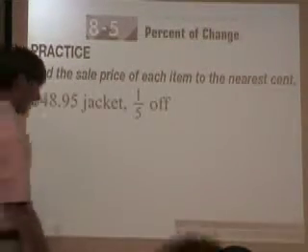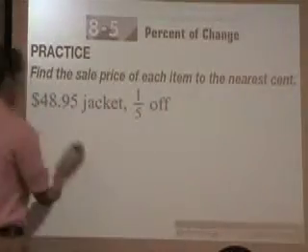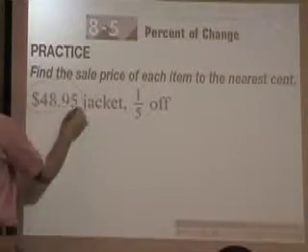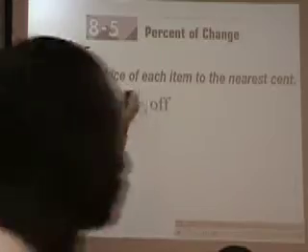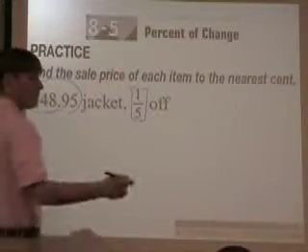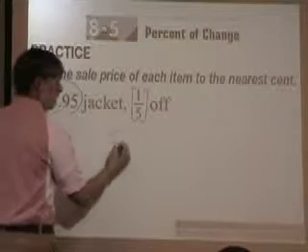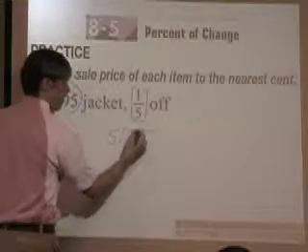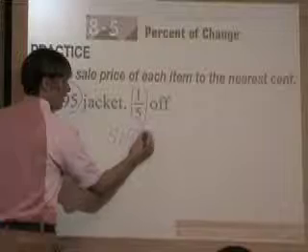Now here they say that the jacket costs this much and it's 1/5 off. How do we make 1/5 a decimal? 1 into 5? No, divide 5 into 1. And then move it. That'll make it a decimal. Divide 5 into 1. So you get 0.2.